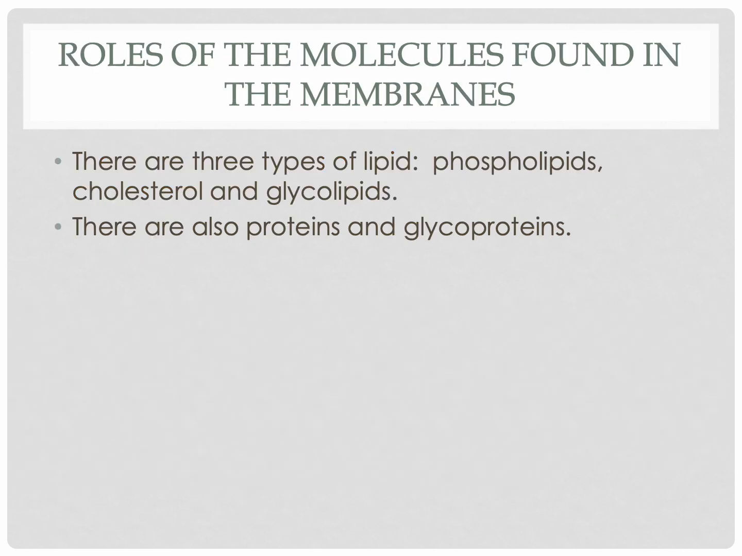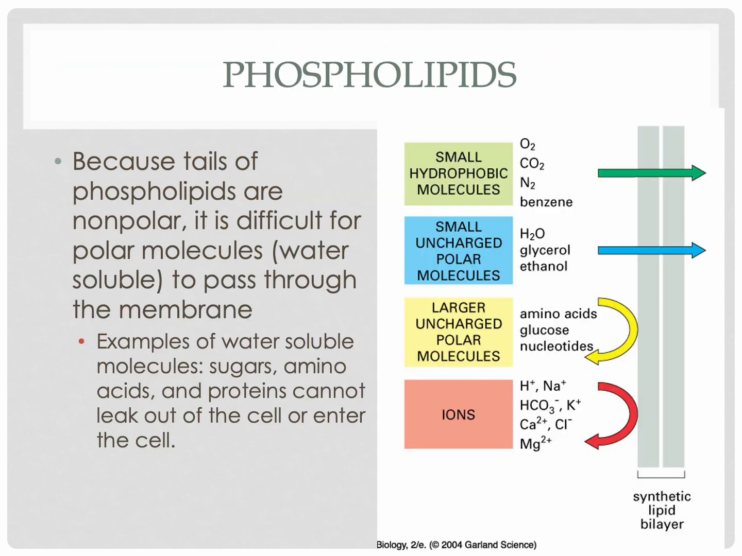There are three types of lipids: the phospholipids, cholesterol, and glycolipids. Within the membrane, you also have proteins and glycoproteins. Because the tails of phospholipids are nonpolar, it is difficult for polar molecules, the water-soluble molecules, to pass through the membrane. Examples of these water-soluble molecules, again, are sugars, amino acids, and proteins that cannot go through that membrane without the help of those protein channels.